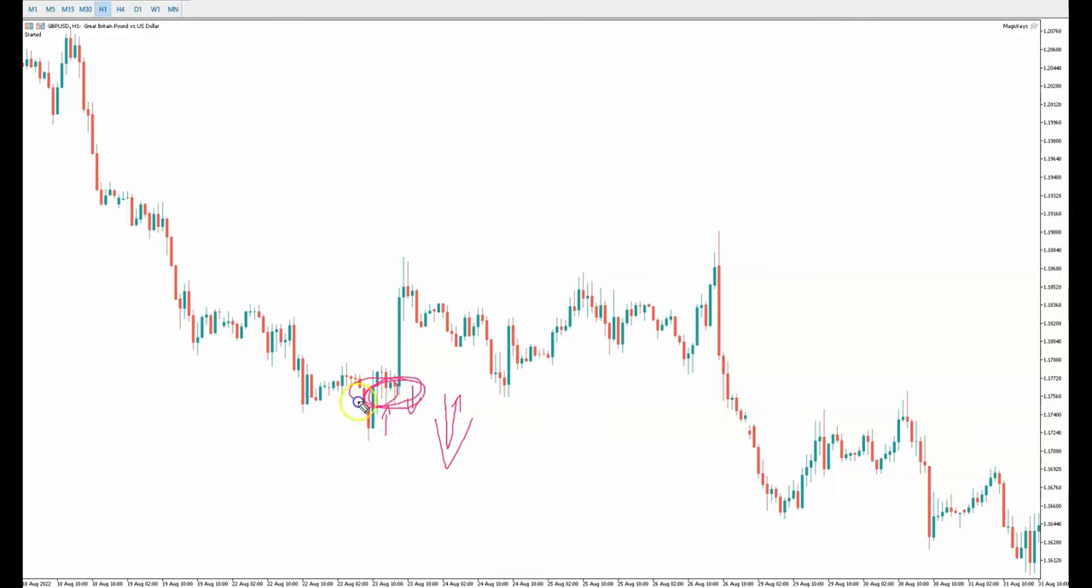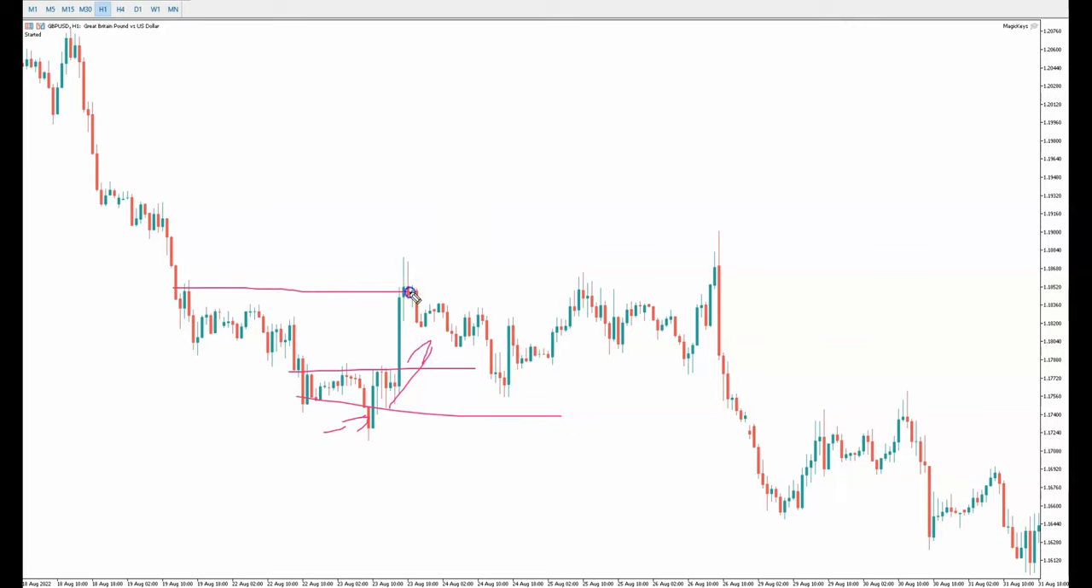There is no need to worry about this here. It is nothing but a small accumulation phase within this kind of smaller range here. We have a fake out as well. There are so many confirmations for us to look for a potential buy here.